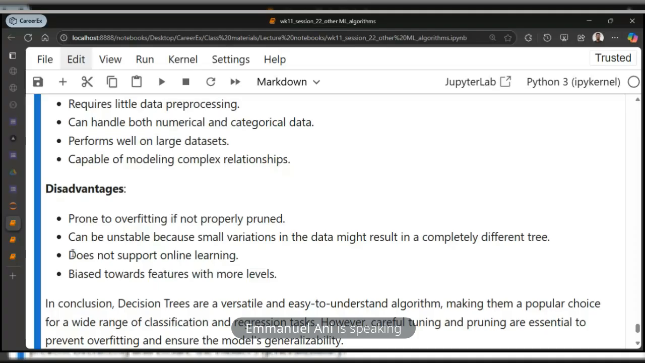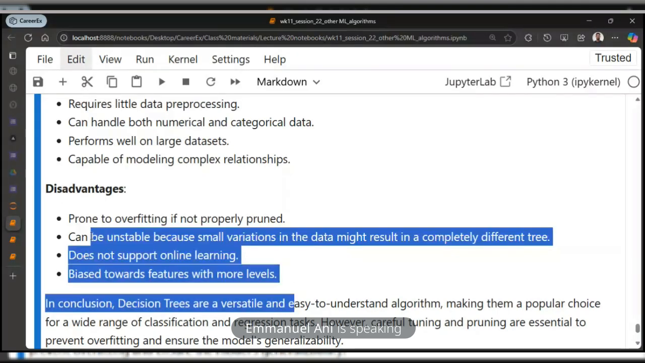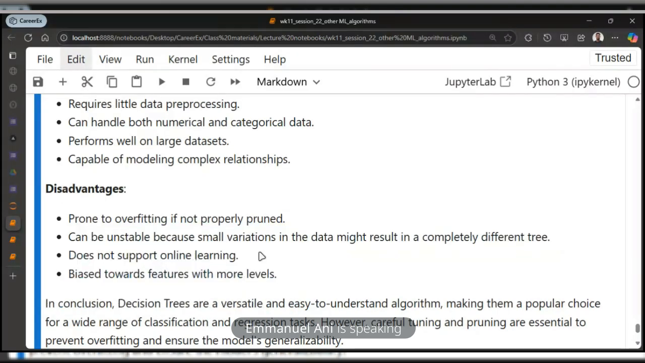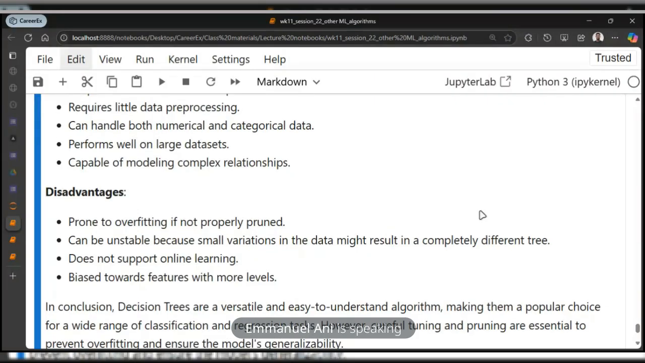It does not support online learning, and it is biased towards features with more levels. So these are some of the disadvantages of decision tree. You can read them up, and these materials and videos are available for you to look at and try to assimilate. And yeah, that's it for decision tree.